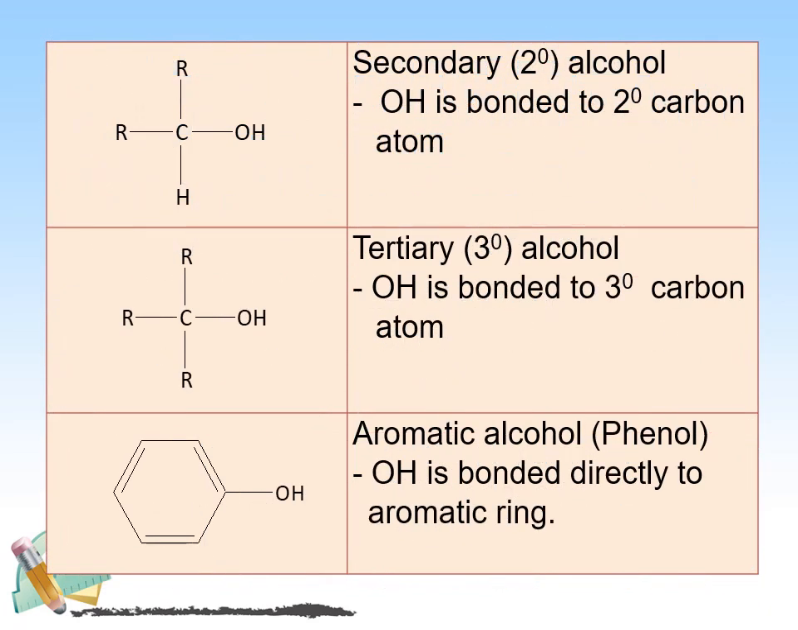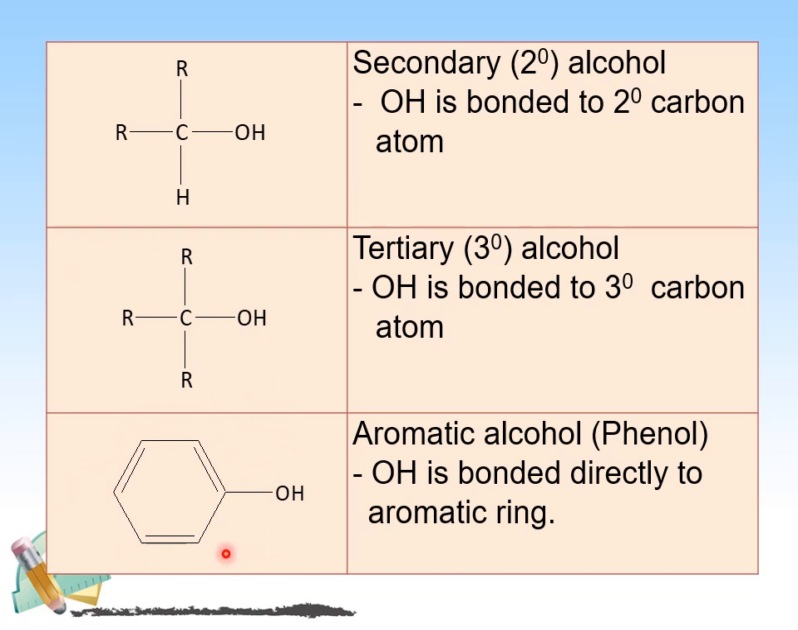A secondary alcohol is a compound when OH group is bonded to a secondary carbon atom. As you can see here, this carbon is a secondary carbon because it is bonded to two R's. Next is tertiary alcohol. The hydroxy group is attached to a tertiary carbon. As you can see here, there are 1, 2, 3 R's that is attached to this carbon. So this carbon is named tertiary carbon. Therefore, this is a tertiary alcohol.